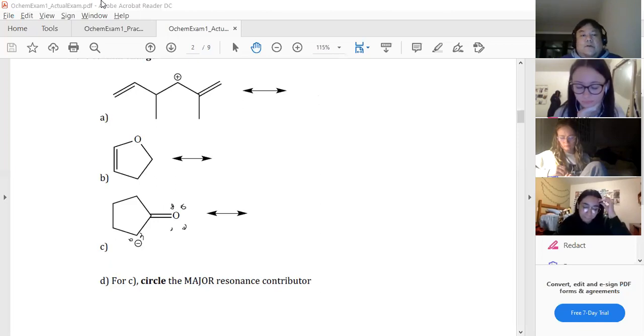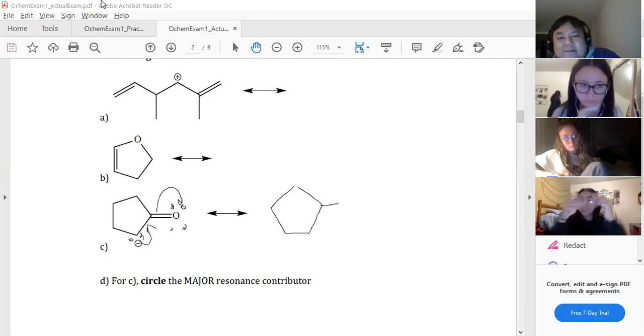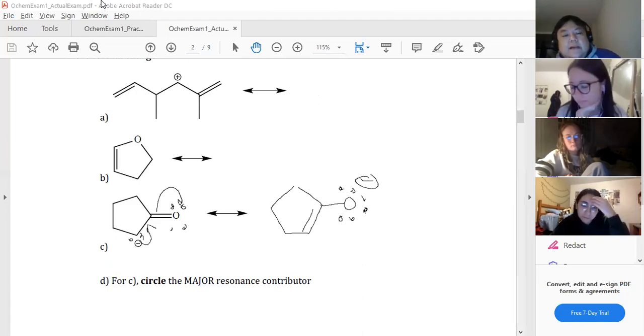All right. So what I'm going to do in this case is go to here like this, and then go to here like that. So I'm going to end up here. I think now I'm starting to get it a little bit more. Okay, so now what am I missing from my drawing? The charge. Charge always must be conserved. So now it says to circle the major resonance contributor. So is old lefty my major or is old righty my major?